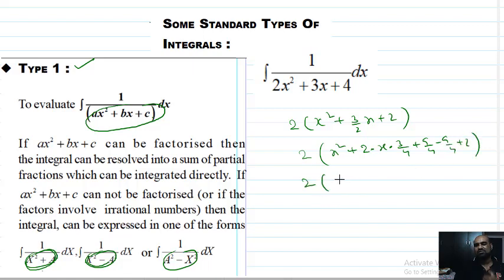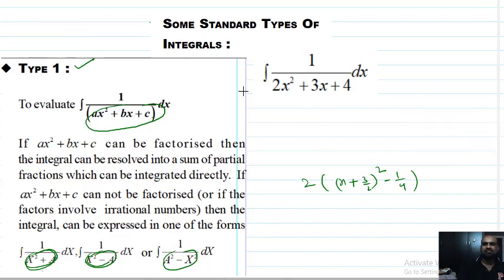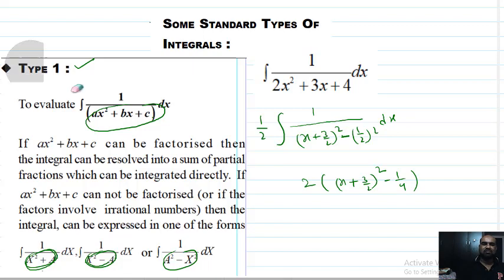Okay, so this is 2 into x plus 3 by 2 whole square. After that, 4 2s are at minus 1 by 4. Okay, so what is the meaning of this? Now I want to rewrite the problem. Students, listen. 1 by 2 integral of 1 by x plus 3 by 2 whole square minus 1 by 2 square dx. So let x plus 3 by 2 equal to t, then dx equal to dt only.